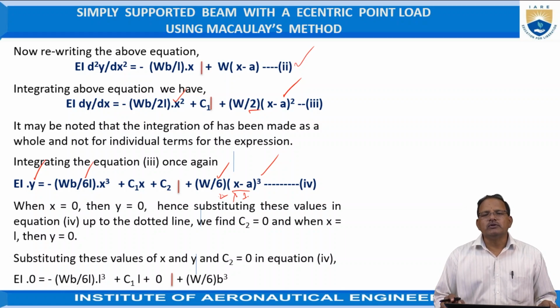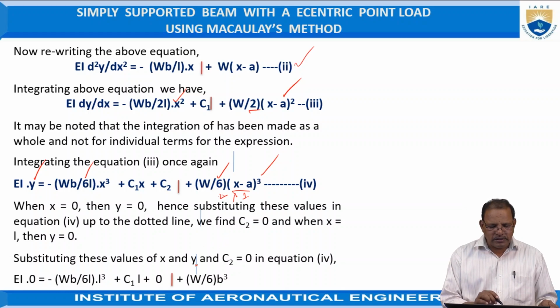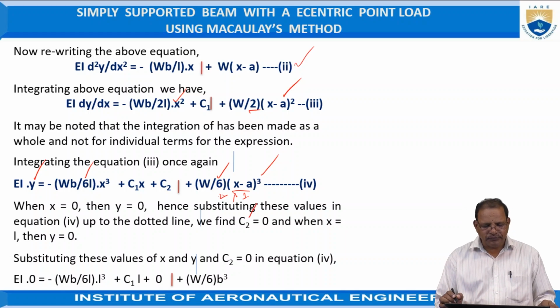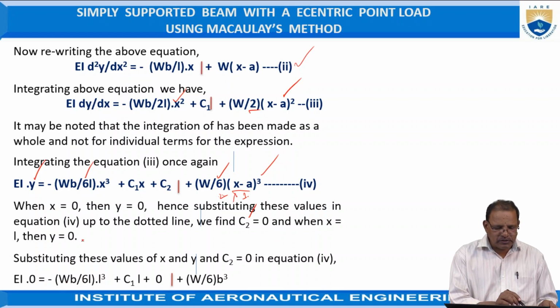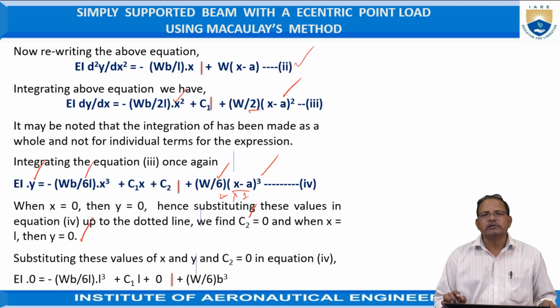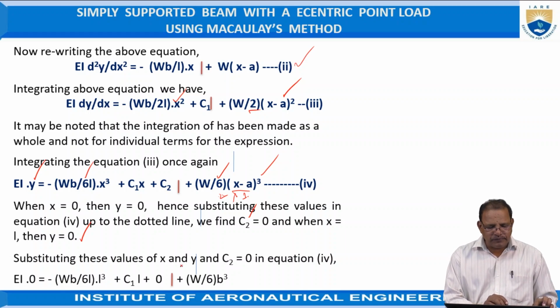First, when x is equal to 0, y is equal to 0. When x is equal to 0, that means at end A, the deflection at that point should be equal to 0. Substituting the values in this equation, we get C2 equal to 0. Now when x is equal to L, y is equal to 0. By substituting these values in this equation, we get the C1 value.